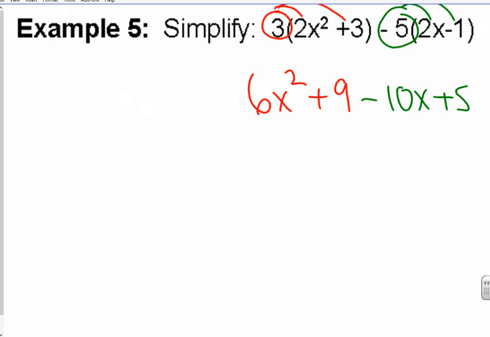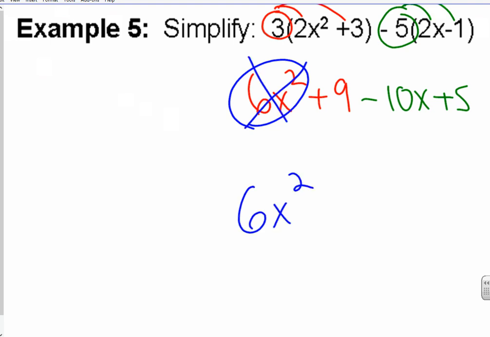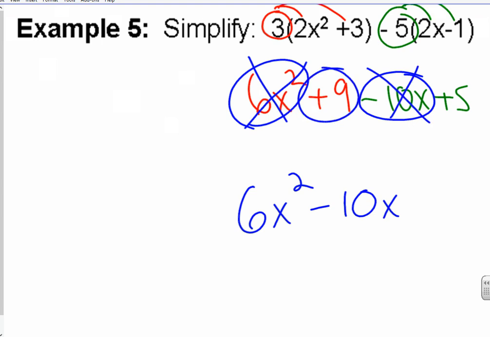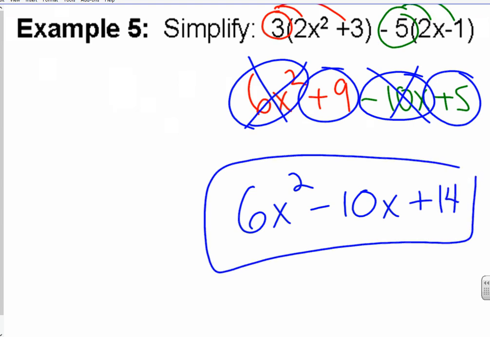Same game, except for this time, my highest exponent doesn't have a like term. So it goes straight to the answer. When there's nothing to combine it with, it goes straight to the answer. My next highest exponent also does not have a like term, so it also goes straight to answer town. Lastly, we have our constants of 9 and 5, and that gives us positive 14. Here is your final answer for example 5.